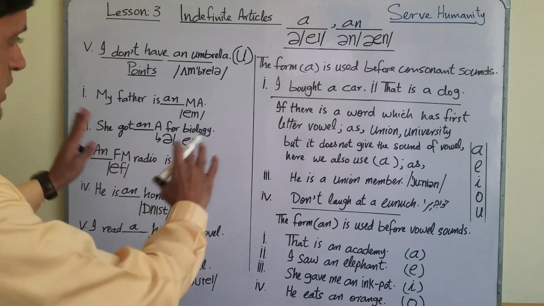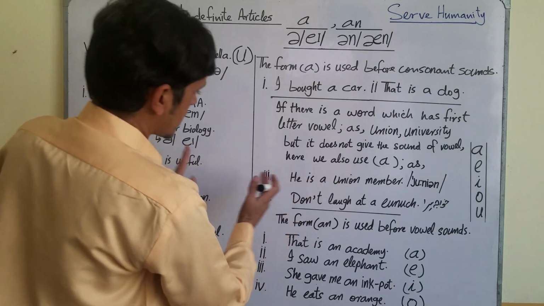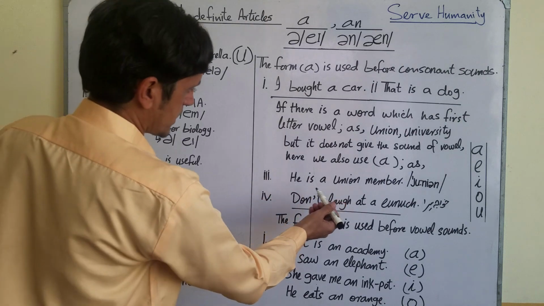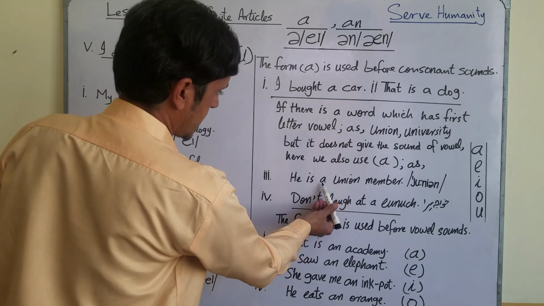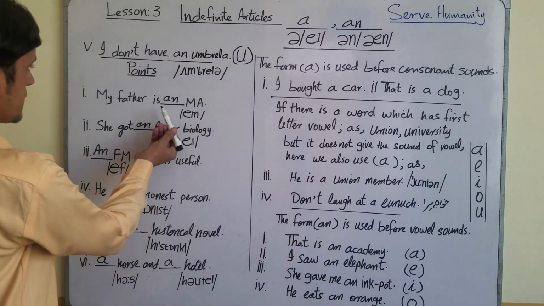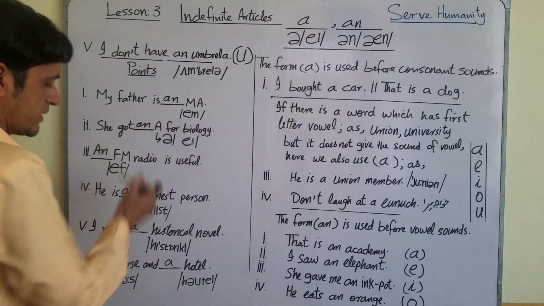Okay, so it's clear. These are two important things: before a vowel sound we write an, and before a consonant sound we write a.